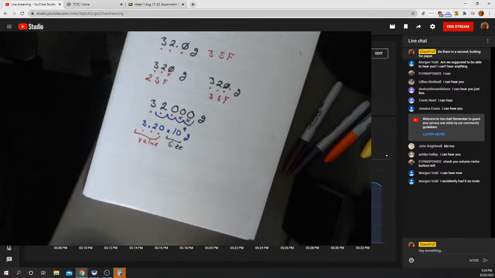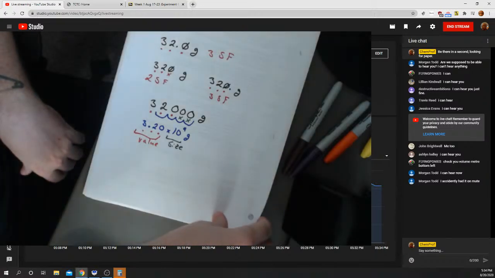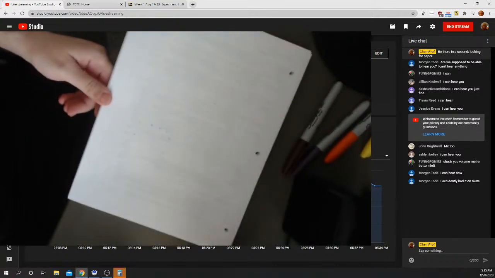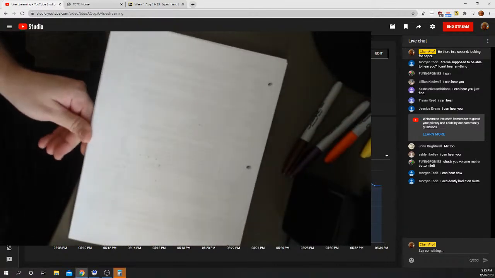So now that we've talked about whether or not numbers are significant, let's talk about significant math. What significant figures do for us is they tell us, let's see how to put it, it goes with error. Okay?